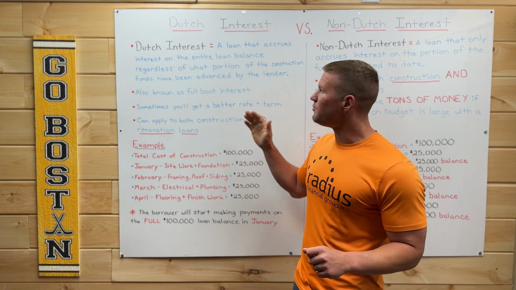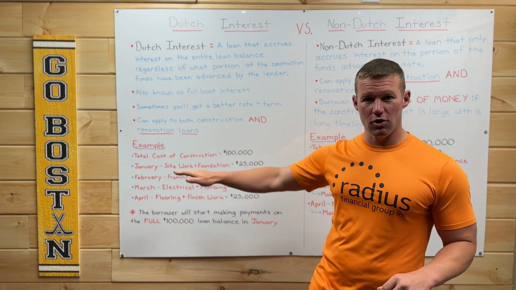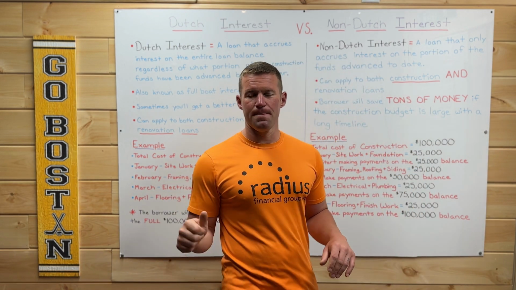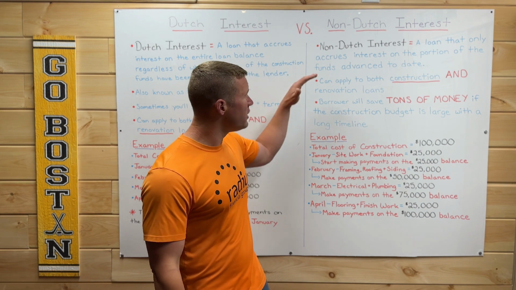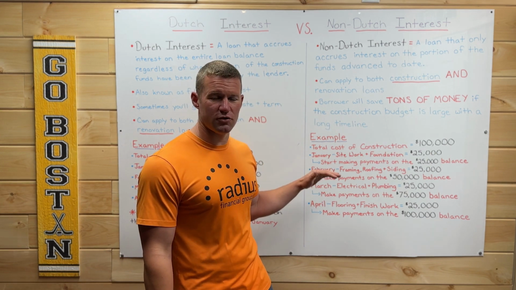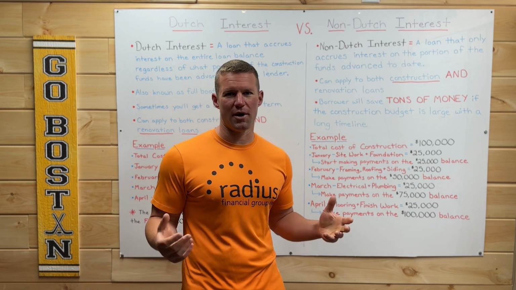Again, just to wrap it up, 9 times out of 10, we see Dutch interest being used with renovation loans like FHA 203K and Fannie Mae HomeStyle. Those are the 2 popular ones. And then we see non-Dutch interest being used for construction loans, typically building a home from the ground up.